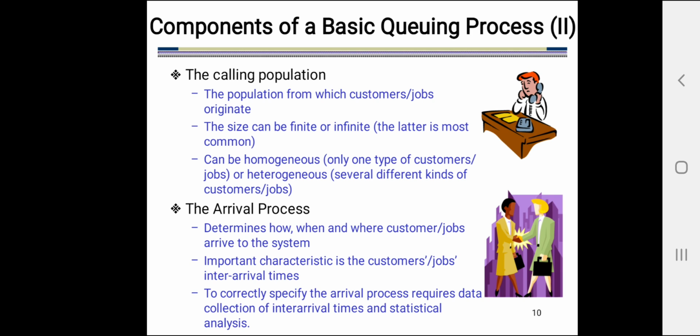Then the second is the arrival process, how it arrives. This is also one important basic component. It determines how, when and where customers or jobs arrive to the system. An important characteristic is the times at which customers or jobs enter, the arrival times. To correctly specify the arrival process requires data collection of interarrival times and statistical analysis. So this is about the arrival process component in a basic queuing system.